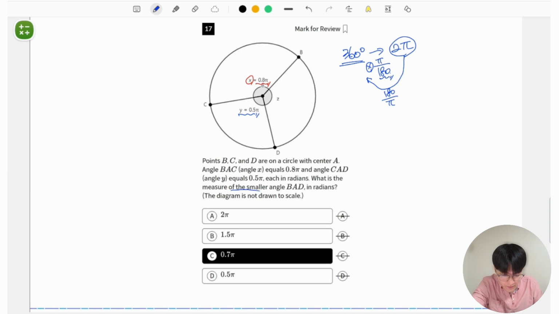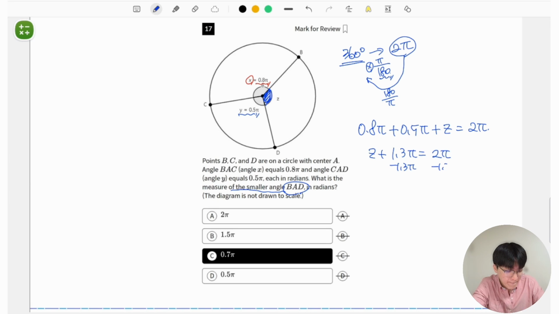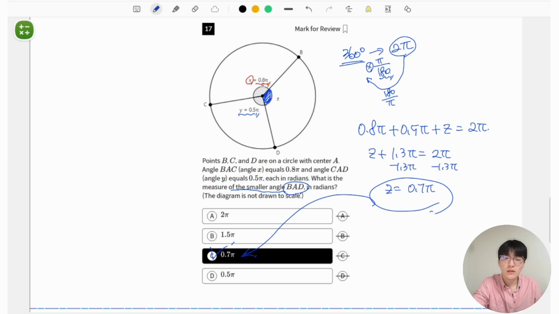What is the measure of the smaller angle BAD in radians? All right, this angle. So we know that the sum of all angles has to be 2 pi. Therefore, if we set up the equation, 0.8 pi plus 0.5 pi plus, let's say z, is equal to 2 pi. So z plus 1.3 pi is equal to 2 pi, and if we take away 1.3 pi, then we get z is equal to 0.7 pi. Therefore, that is the angle we are searching for.